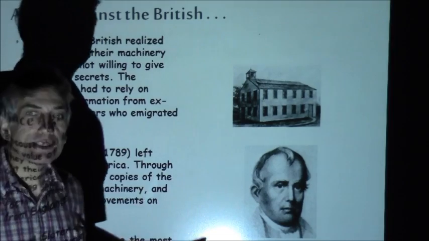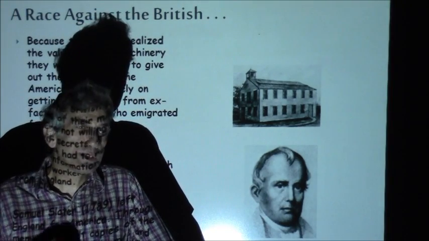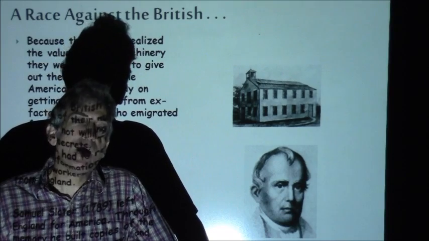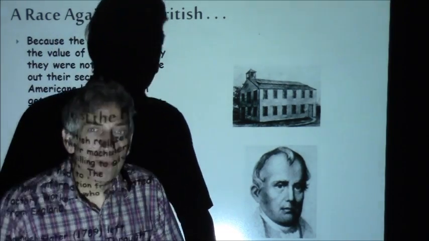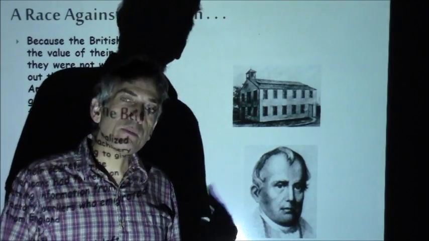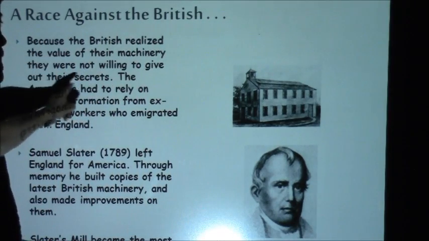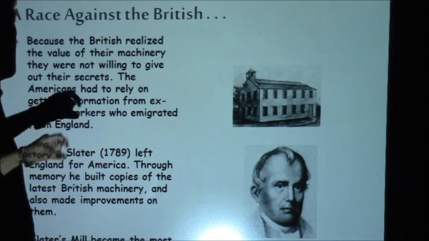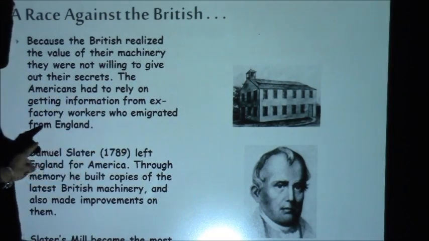A race against the British. If you remember, going all the way back to the Revolution, the British were the industrial center of the world. Well, now the United States wants to be the industrial center of the world. So we're going to try to outpace them in our manufacturing capabilities. Because the British realized the value of their machinery, they were not willing to give out their secrets. The Americans had to rely on getting information from ex-factory workers who emigrated from England.